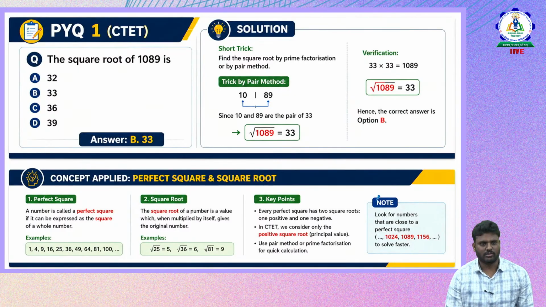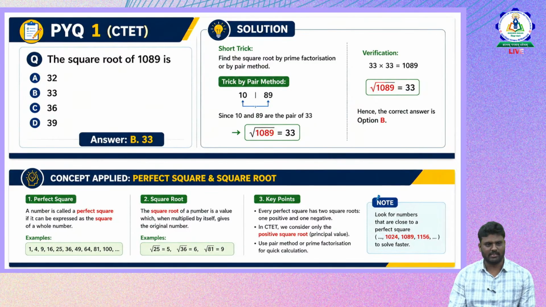Now, there is one question which they asked in a previous question paper. Let us see this question and how we can solve it. The question is: the square root of 1089 is. What they are trying to ask here is, there is a number they have given, 1089, and we need to identify the square root of that number.